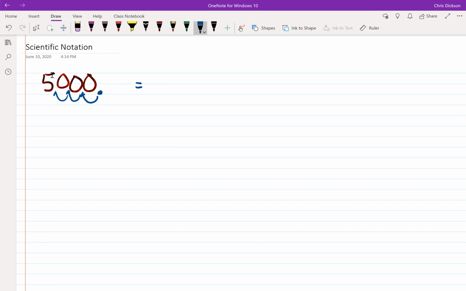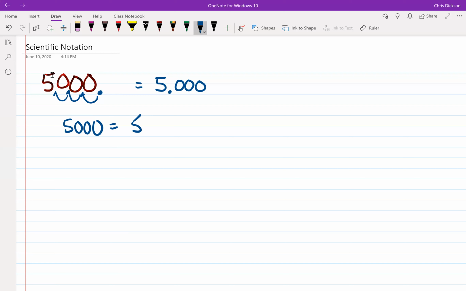So what I have to do is write this as 5 point, and then the rest of the number here. If I move the decimal over and didn't get rid of the zeros, it'd be like 5.000. But of course this would be like saying 5,000 equals 5, and we know that's not true, right? So I'd have to say something else about this number.